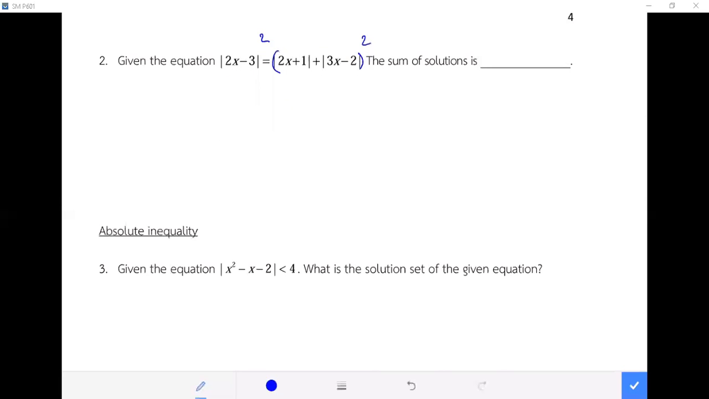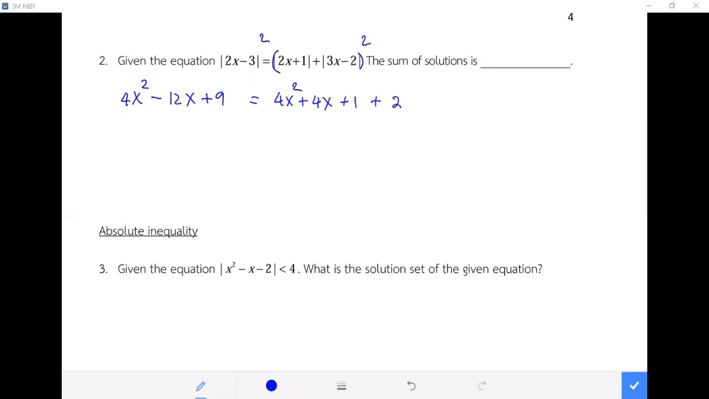So here it is going to be 4x squared, the front square, minus 2 times the front and back, which is 2 times 2 times 3 is 12x, and then plus the back square. Back square is 9. And again you go at 2x squared, which is going to be 4x squared, plus 2 times the front and back is 4x, and plus the back square 1.